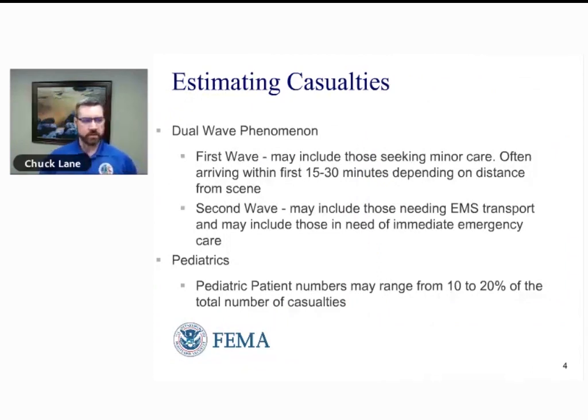So the way we start estimating casualties when we figure out who's coming in is what we call the dual wave phenomenon. Now this is the first wave, which is going to be minor care, you're walking wounded. The second wave, a little bit more seriously injured people. And then obviously our pediatric populations can range anywhere from 10 to 20% of the total number of casualties. But when we're looking at that and trying to figure out what we're going to do with that information, keep in mind that this is directly affected by geographical factors, your population density.